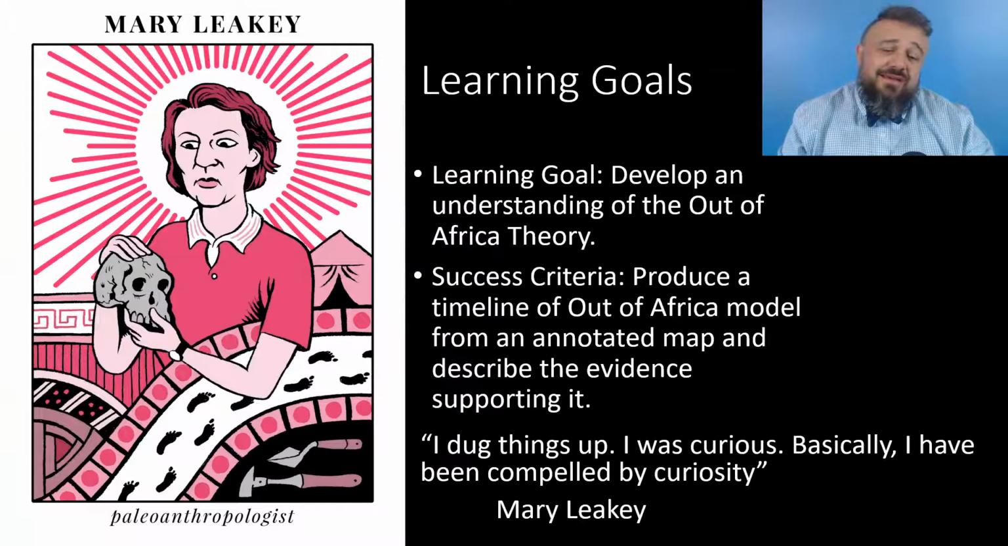So our learning goal here is to develop an understanding of the out of Africa theory, and by the end of this we should be able to produce a timeline of the out of Africa model from an annotated map, and describe the evidence supporting it. So that's our goal, right? That's what we want to be able to do by the end.